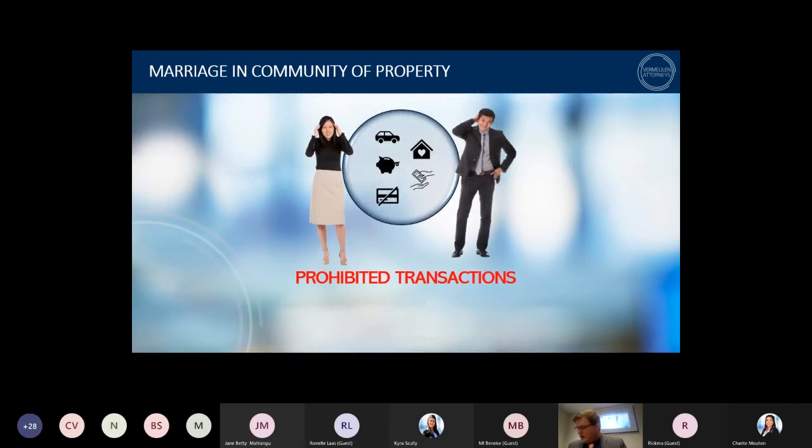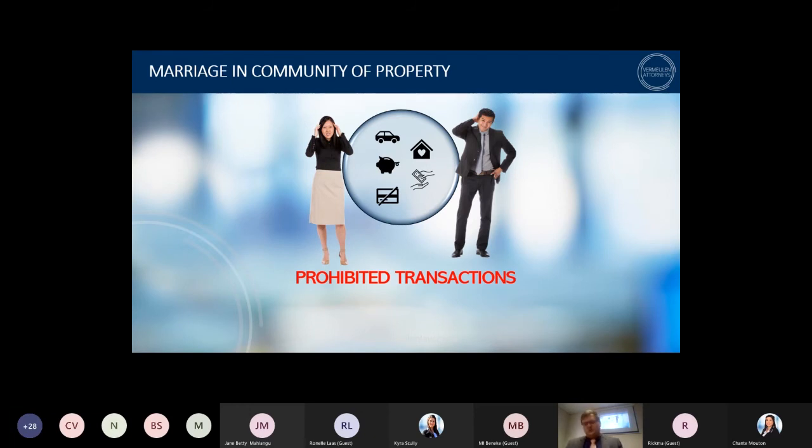Right. Now, eventually, given enough time in a marriage in community of property, it is almost inevitable that the spouses will start looking like this. One being extremely angry, saying, "Het jy nie gedink nie?" I won't say the swear word. And the other one saying, "Ugh." And that is because we have prohibited transactions in marriages in community of property. These were introduced by Section 15 of the Matrimonial Property Act, and we will work through them.